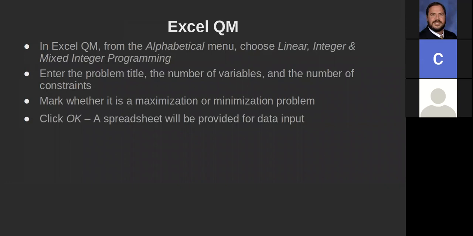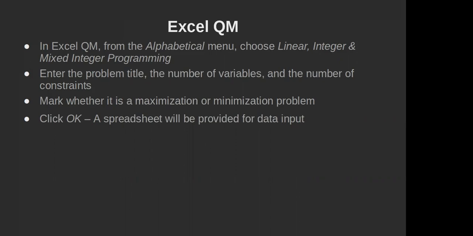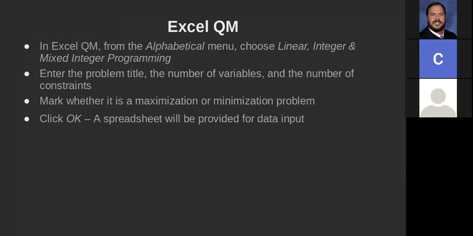Excel QM is the third tool that I'll discuss, and this one, in my opinion, is the Cadillac of them all. The output is formatted automatically very nicely and is very professional looking. In Excel QM, from the alphabetical menu, choose linear, integer, and mixed integer programming. Enter the program title, the number of variables, and the number of constraints. Mark whether it is a maximization or minimization problem. Click OK, and then a spreadsheet will be provided for data input.